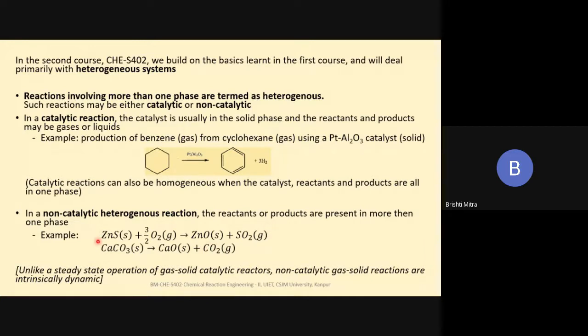And for example, if you are talking about calcium carbonate solid, then calcium carbonate can dissociate into calcium oxide solid and carbon dioxide gas. So calcium oxide is a solid and carbon dioxide is the gas. So there are two phases which are involved, and that is what makes it a heterogeneous reaction. But these reactions do not involve any catalysts.